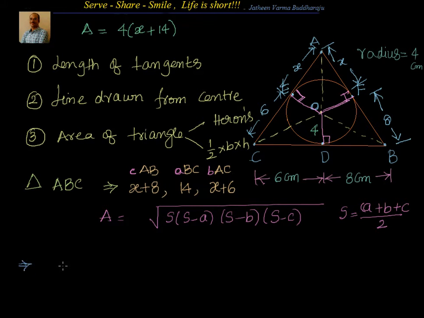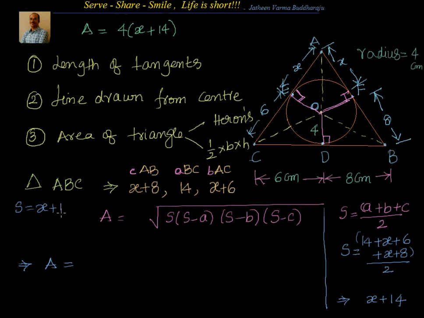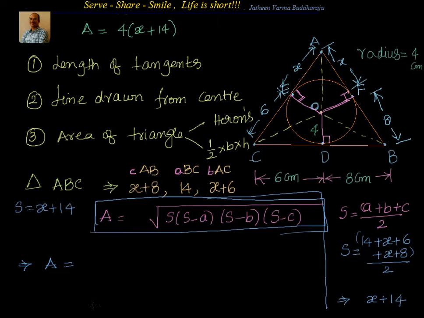Now let's find out the area by using this formula. For that we will go to the next step and we will say area equal to, first I have to find out s. So let me write down here what is s. s equal to a is 14 plus b is x plus 6 plus c is x plus 8, this whole thing divided by 2, that's equal to 2x plus 28 by 2, or can I say x plus 14. So we got s is equal to x plus 14.